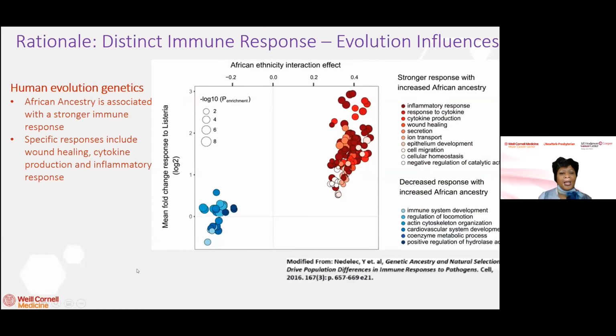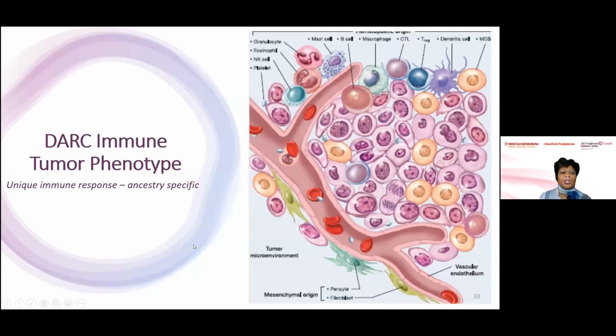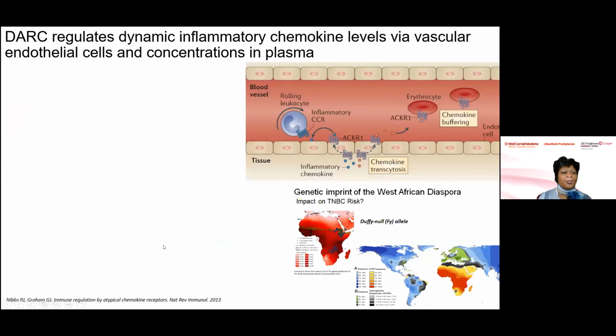In our tumor biology, we also investigate the immune response in tumors. Evolutionary data shows that immune cells from people of African descent compared to European descent have very distinct responses, even to the same challenge. In this case, it was a bacterial challenge. And so how much more would those differences impact the tumor immune response?